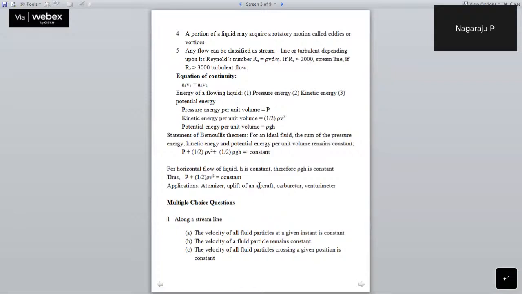Uplift of an aircraft: the pressure at the lower wing is slightly greater than the pressure at the upper surface of the wing, and therefore it goes up. Then we also have the same principle in a carburetor, which we use in a vehicle, and also the venturimeter. This is an instrument with which we measure the volume of water which is flowing.